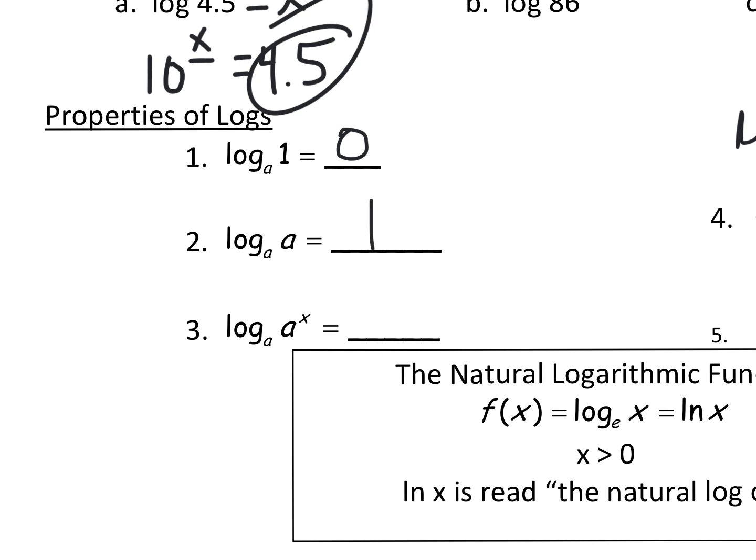And then a to what power gives us a to the x? It's exactly the same as what we did before. A to what power would give us a to the x? What would I insert into that blank to make these two equal? I would insert x.